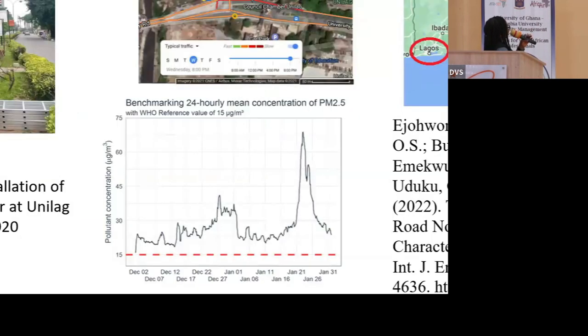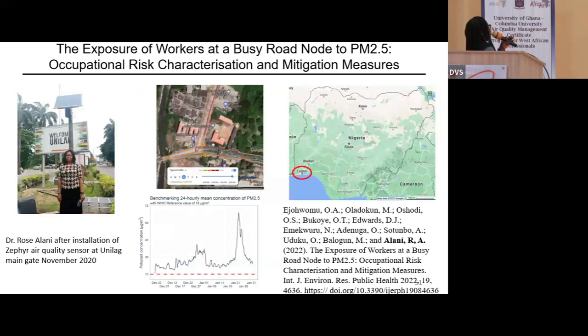So you can see here the effect of the dry season, the harmattan, and so on. On those dates, this is how the result is. But you see the WHO guideline here is supposed to be 15, and you can see that everything is above the WHO limit. That paper has been published, so you can find it here.